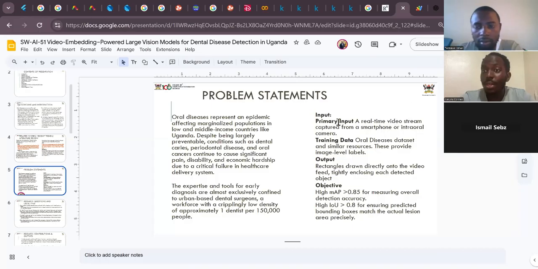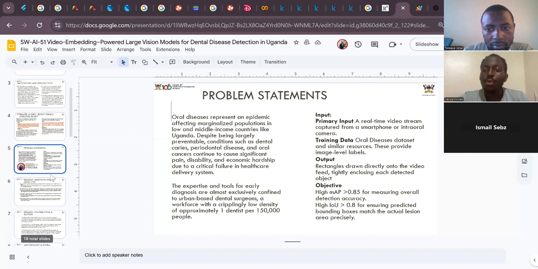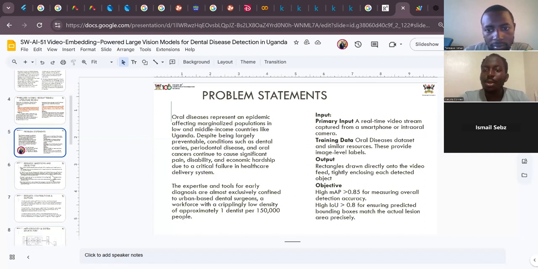The primary input is going to be a real-time image captured from a smartphone. But for training data, we're going to use an oral disease data set, not X-ray, a normal picture. The outputs are going to be rectangular boxes drawn on the video feeds directly. And our objective is to have a mean average precision of over 0.85, measuring overall detection accuracy over the whole video.